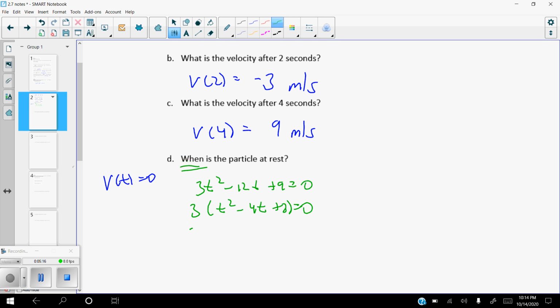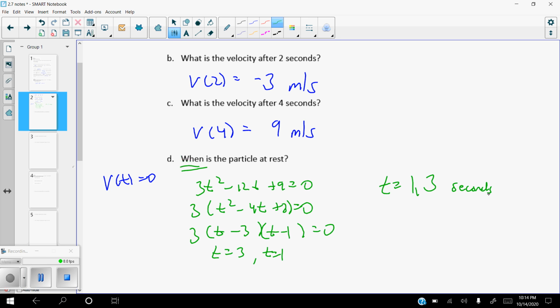This one actually looks like it's going to factor pretty nicely. It's going to be t, and then it's going to be minus 3 and minus 1. That should work out. So that means that t equals 3 or t equals 1 are the two t values that make this work. So our time, t equals 1 or 3 seconds, is when the velocity is 0 or the particle is at rest.